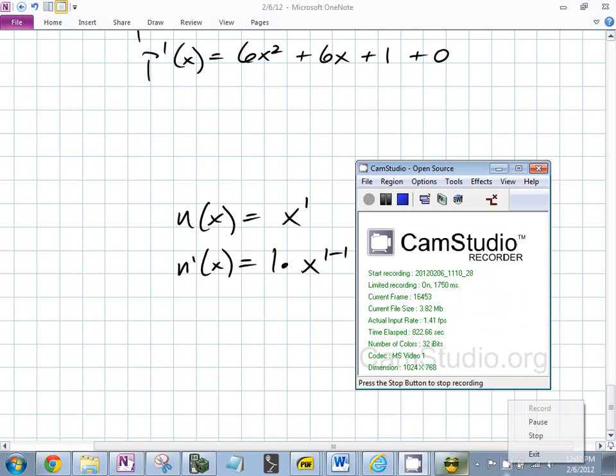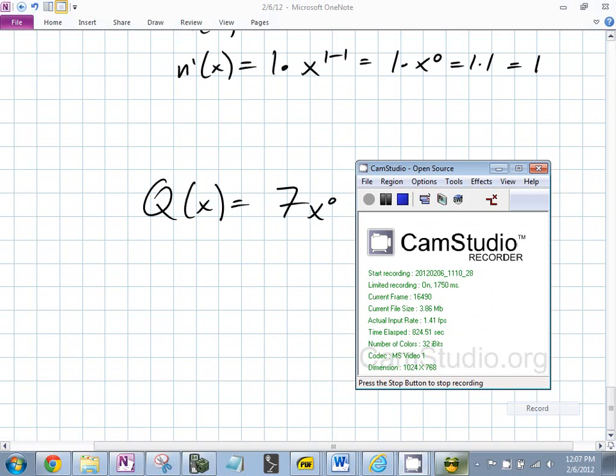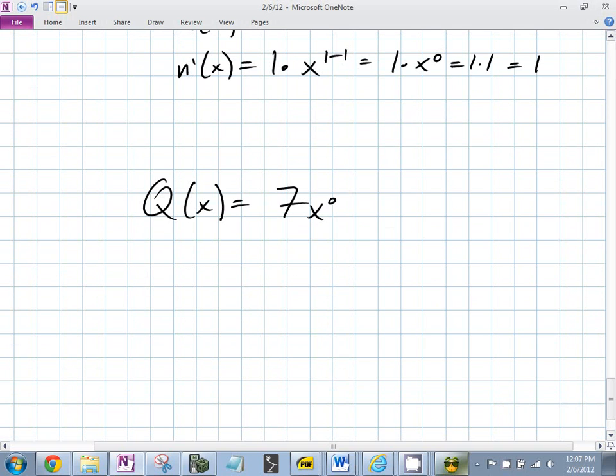You have to think to yourself, if it is just 7, if it's just a constant, the derivative of a constant is 0. Just by definition, constant means unchanging. What is the rate of change of something that is unchanging? 0. Done. It's just definition, okay?